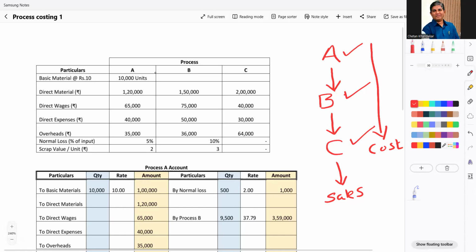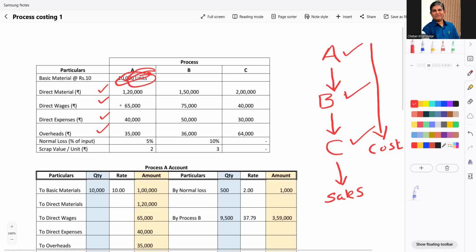So here you can see basic material is 10,000 units. This material will be introduced in process A only. As is seen, from A it will be transferred to process B and B to C. So basic material is entered only once in the process. Then additional costs incurred are material, second wages and direct expenses, and one more is overheads.